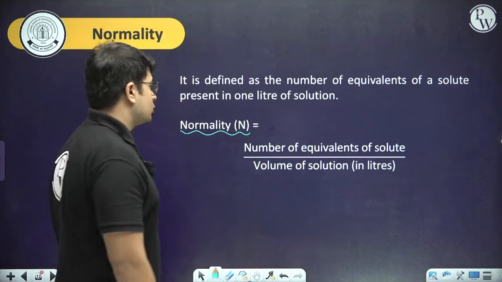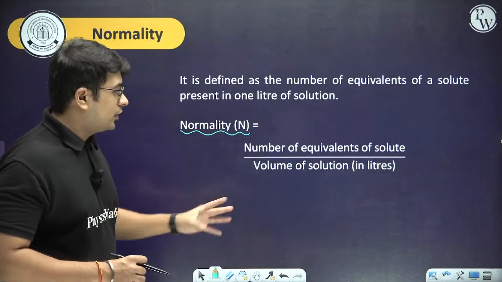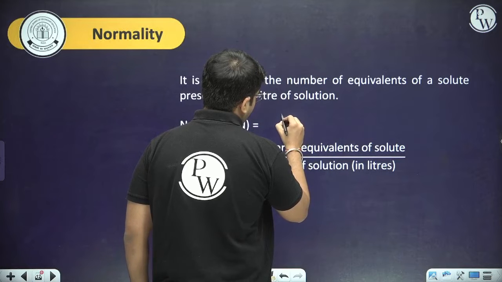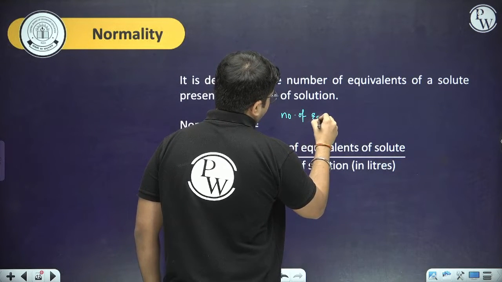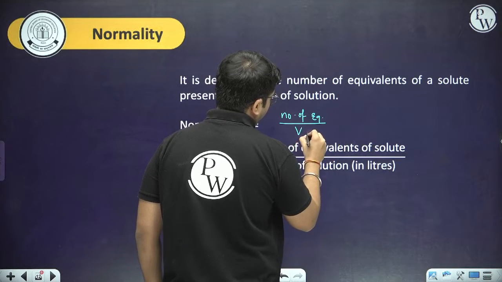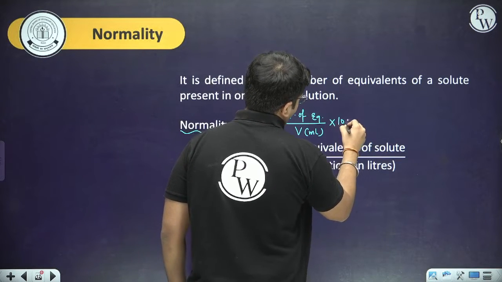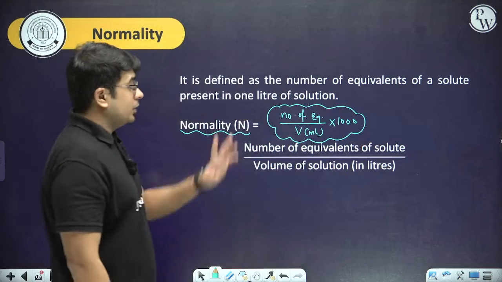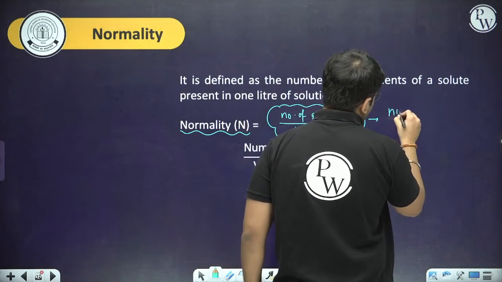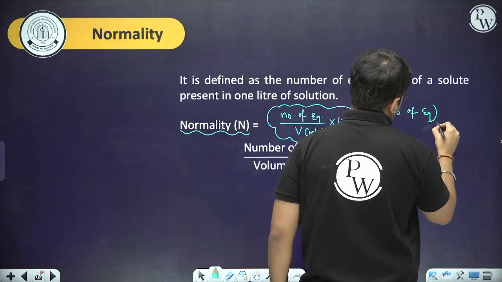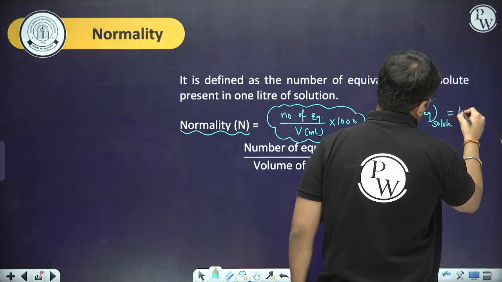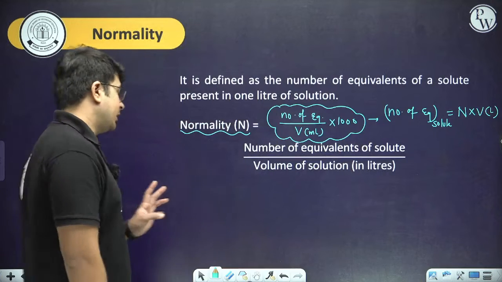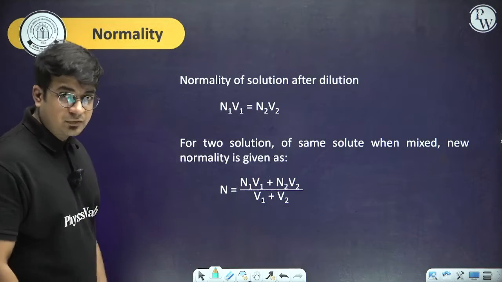That's the only difference. So normality will be number of gram equivalents of solute divided by the volume of a solution in liters, and you can say that N will be equal to number of equivalents divided by volume in ml multiplied by 1000. That is another formula for normality, just like molarity. So from that particular part, I can say one thing, that number of equivalents of a solute will be equal to normality into volume, which is in liters. So there is one thing I can calculate from normality, that is the number of equivalents.